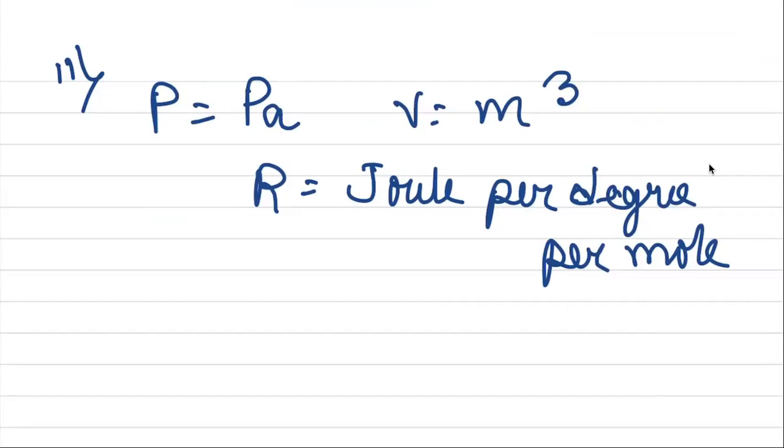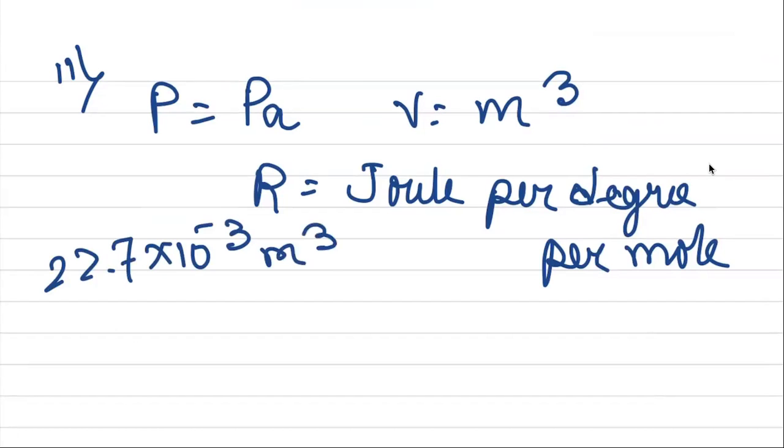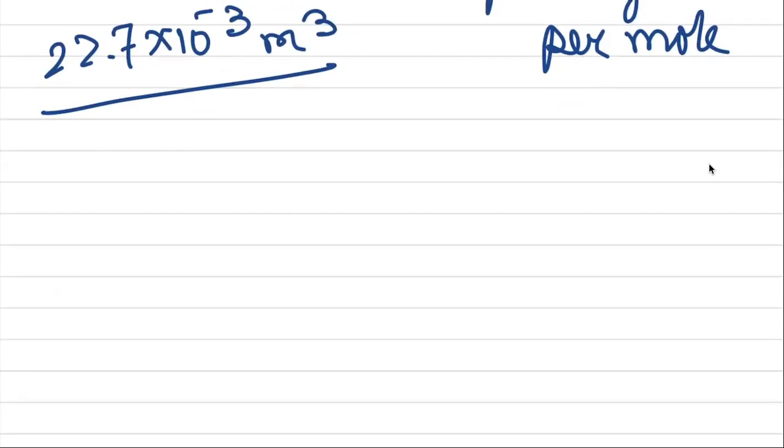So 1 mole of gas at STP, when pressure is 1 bar and temperature is 273.15 Kelvin, then the gas occupies a volume of 22.7 into 10 to the power minus 3 meter cube. Let's put the volume in the equation. That means R is equal to 10 to the power 5 Pa.